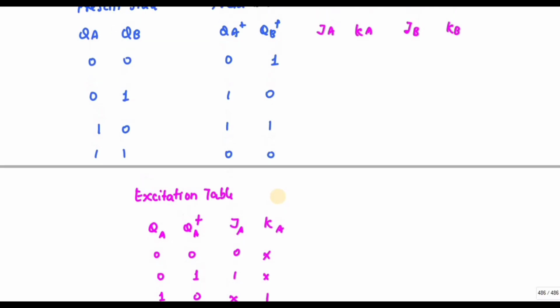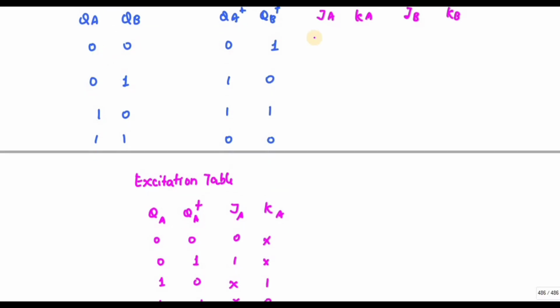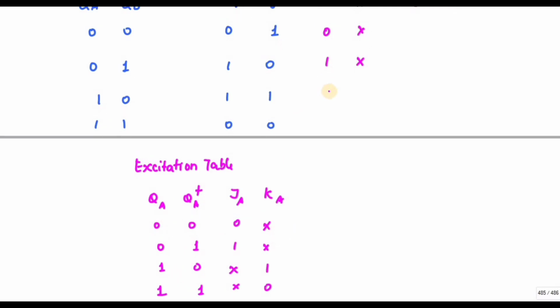For 0, 0, JAKA is 0x. For 0, 1, it is 1x. For 1, 1, it is x0. For 1, 0, it is x1.